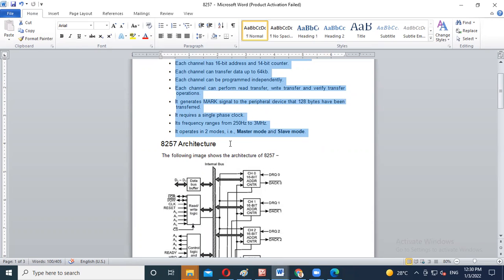So please, can anyone tell me, what is master mode and what is slave mode? What is the meaning of master and what is the meaning of slave? I think you studied digital electronics in your diploma or in your first semester. Basic electronics, everything you studied, right? In that you studied flip-flops, JK flip-flops, Johnson counter, ring counter, all you studied, right? So in those flip-flops, you studied master and slave. So please, can anyone tell me what is the master and slave concept?